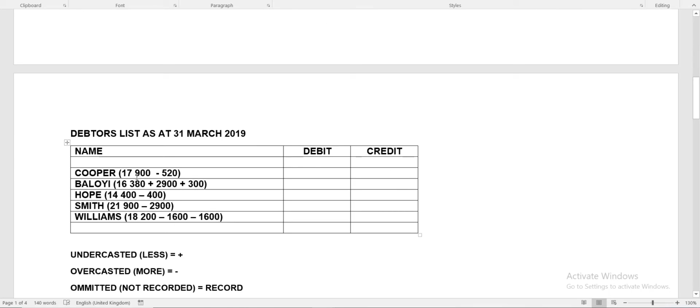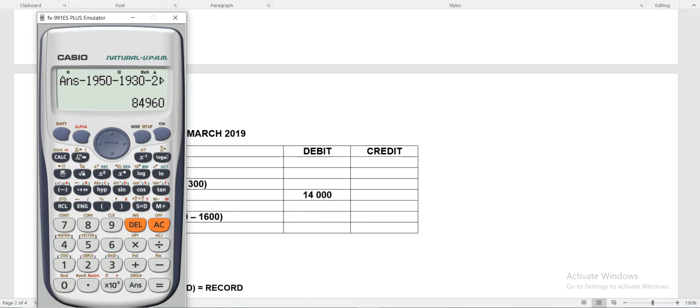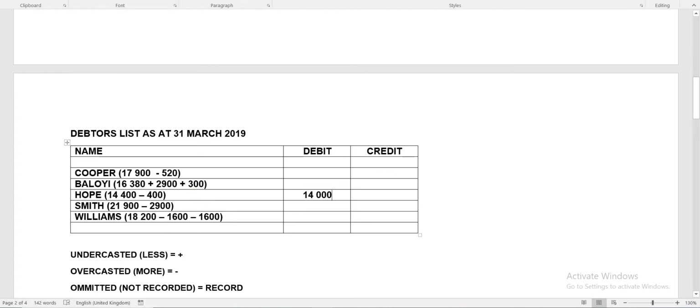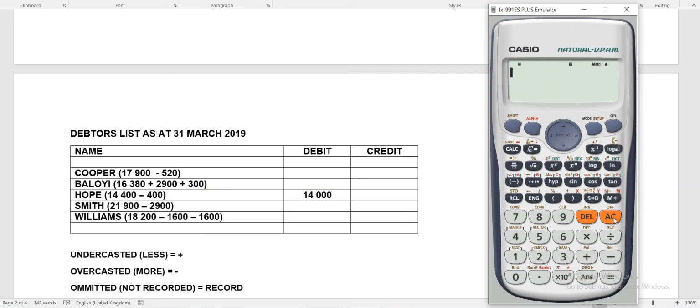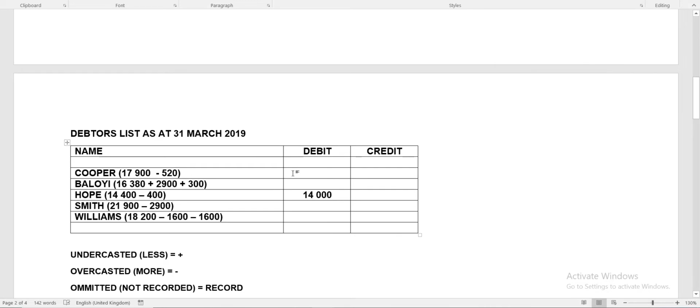So let's quickly do some corrections here. Remember here for Hope we're going to have 14,000. And then let's check Cooper. For Cooper, we'll say 17,900. Let me put this in the other side. We would say 17,900 minus 520, which gives us 17,380. So this side for Cooper, it's 17,380. And then let's see Baloyi.